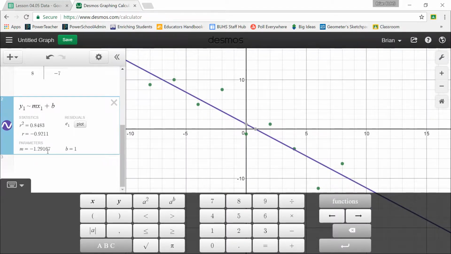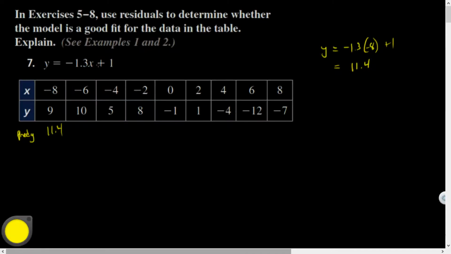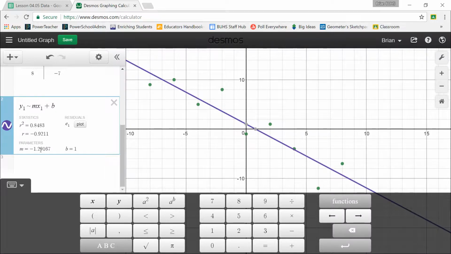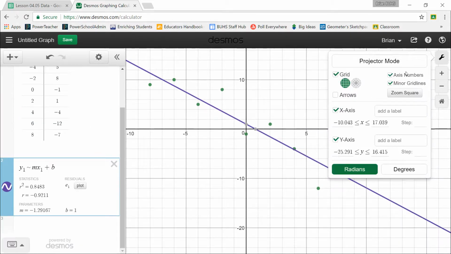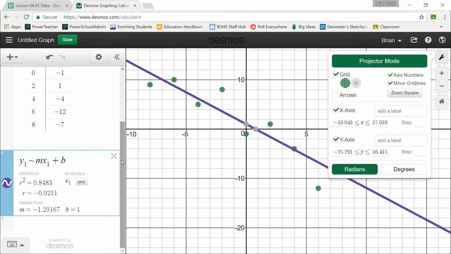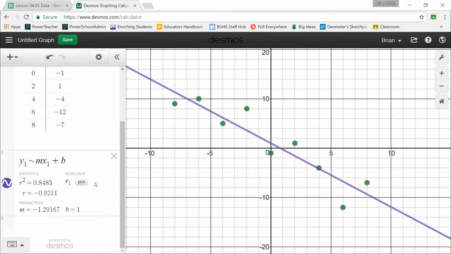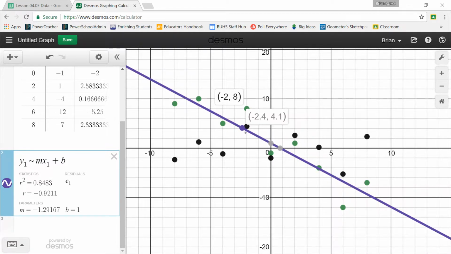Notice their equation is not the same as the one that they gave us here. Pretty close though. Pretty darn close. And here it says residuals. If I hit plot, actually I'm not in projector mode. There we go. Now you can see that. And if I hit plot residuals, these black points are all of the residuals. And you can see that some of them are a little bit further off, a little farther from the x-axis.